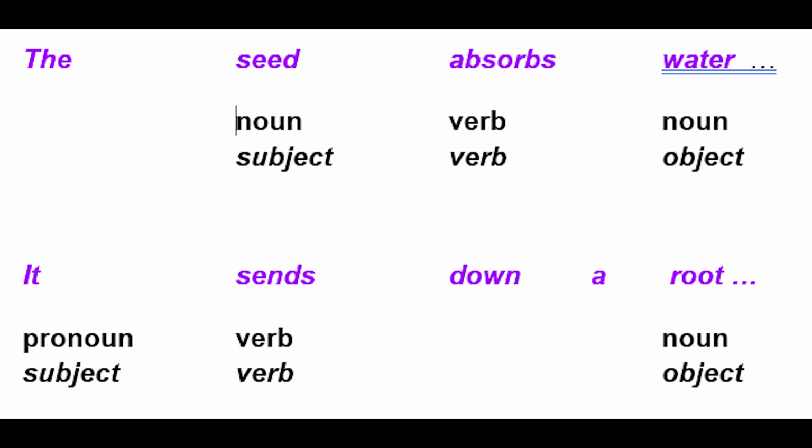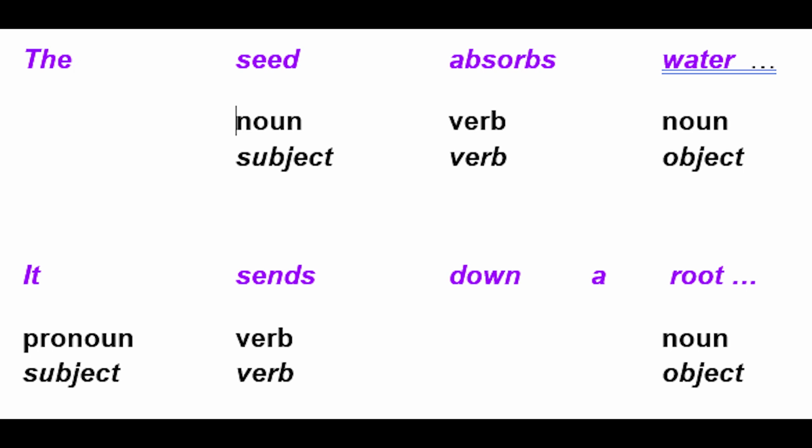However, look at my next sentence that follows. It goes like this. It sends down a root called a radical. I've chopped that little bit off too. The word it is a pronoun which I use in the place of a noun. It does the same thing. Again, it's the subject of the sentence. What does it do? It sends something down. What does it do that to? A root. That's the object of my sentence. So once again, two sentences in a row, I've written subject, verb, object.